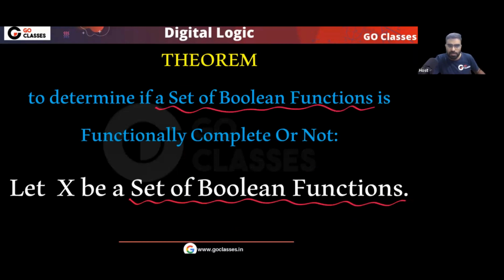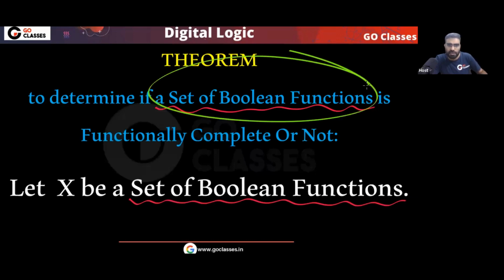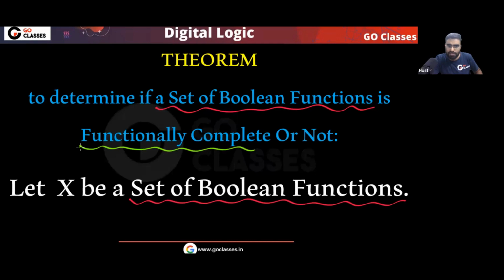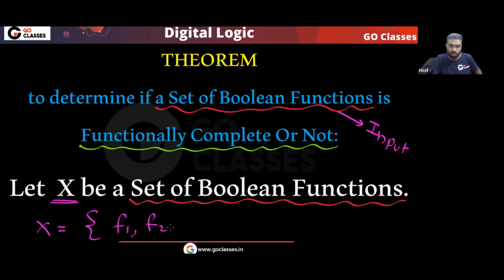And what is the question? The question is: is this set functionally complete or not? So remember, your input is a set of Boolean functions. Set X will be given to you, a set of Boolean functions F1, F2, F3, and so on. And this is the question we have to find out.